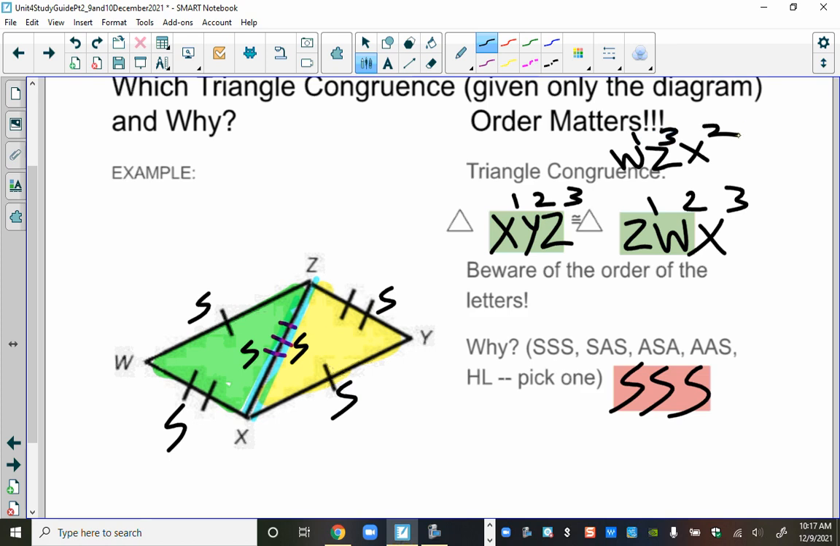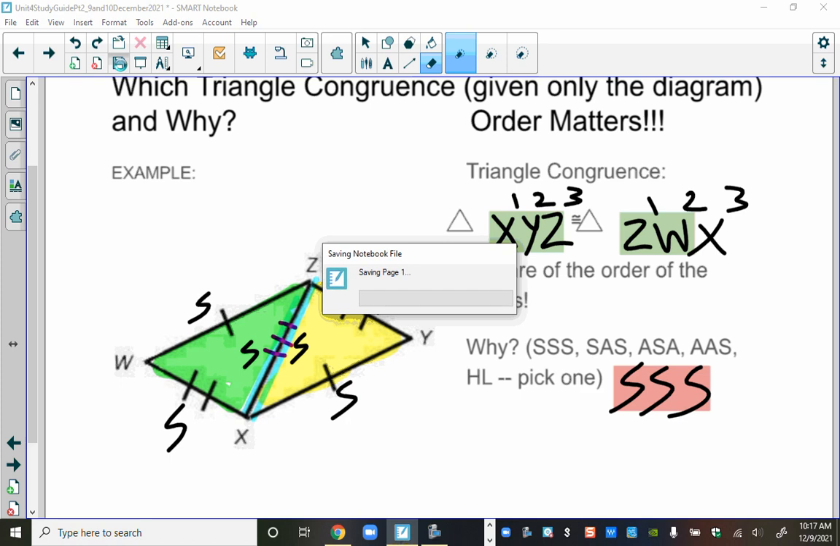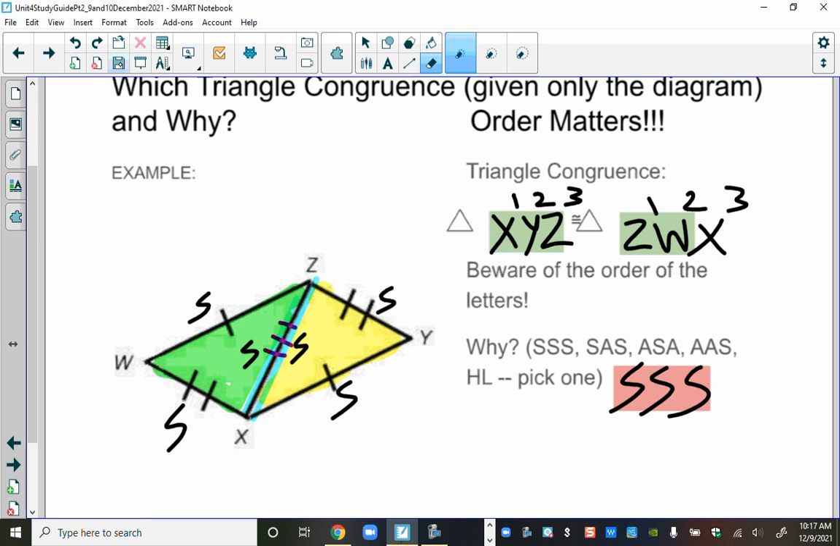Is that the same order as 1, 2, 3? No, that's why I gotta watch that order. So that's another way to think about these triangle congruences. All right, so sorry for that. I apologize for that mix-up, everybody.